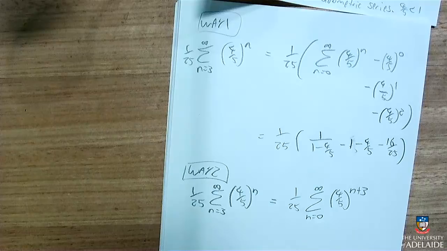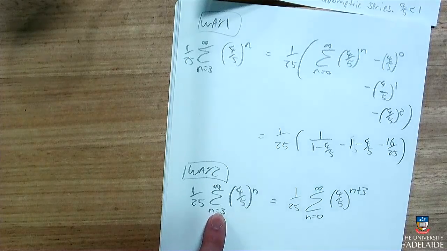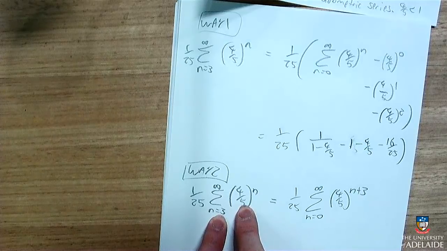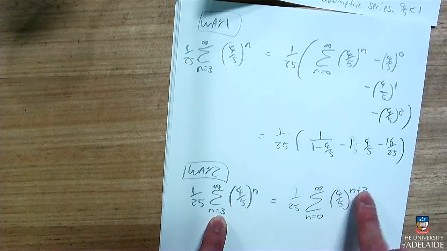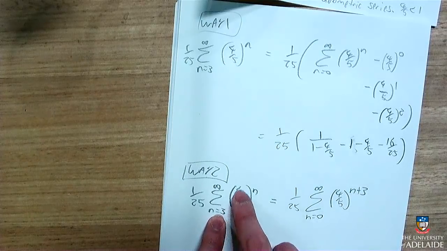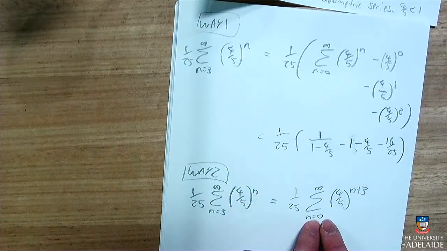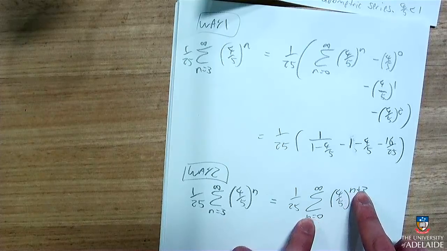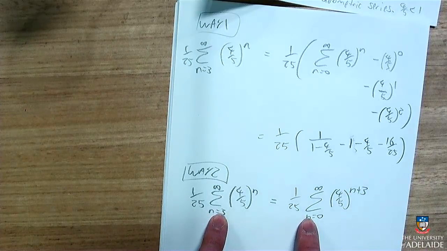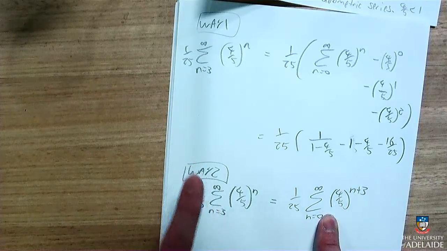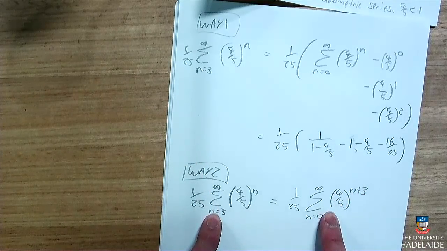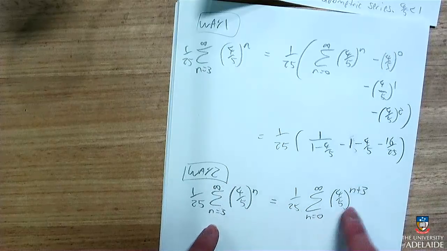Yes? Well, let's just check. When n is 3, this comes out to 4/5 cubed. And when n is 0, this comes out to 4/5 to the power of 3. Yep, when n is 4, this is 4/5 to the power of 4. When n is 1, this is 4/5 to the power of 4. Okay, every number here gives the same answer as the first number here, the second number here gives the same answer as the second number here, and so on forever. So these two are actually the same sum.